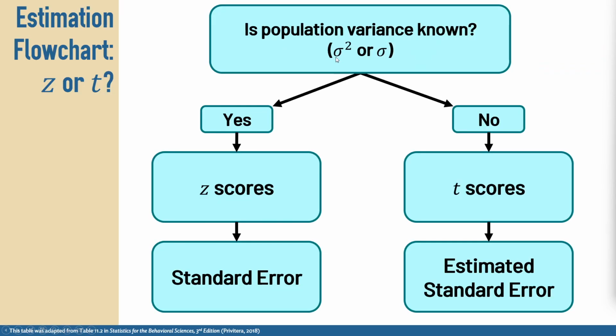This is something that we talked about when we talked about estimation and confidence intervals. The only real piece this slide is adding here is to show that with z-scores, since we know the population variance, we can use standard error. But with t-scores, we have to use estimated standard error. And we'll walk through that.